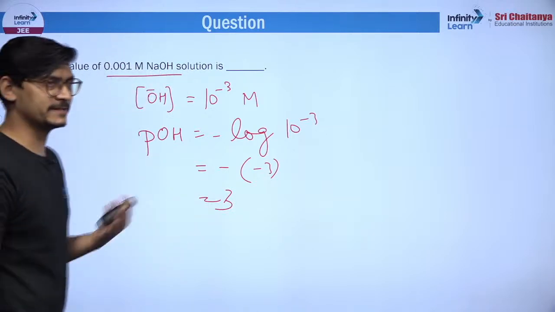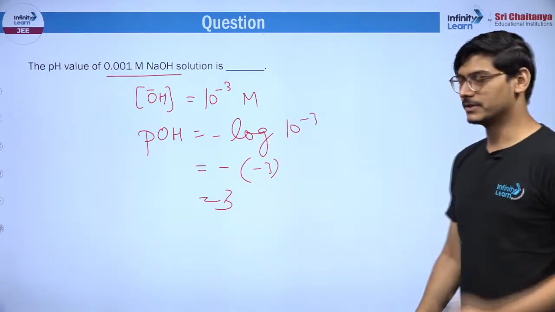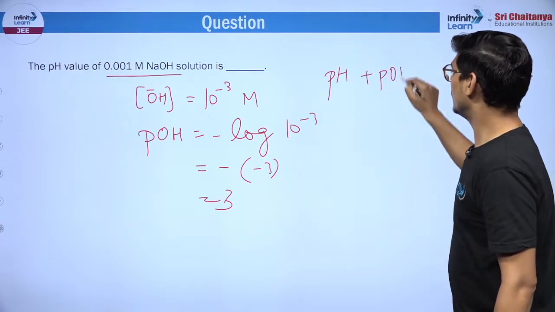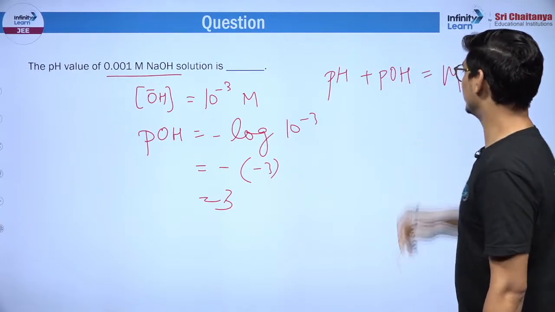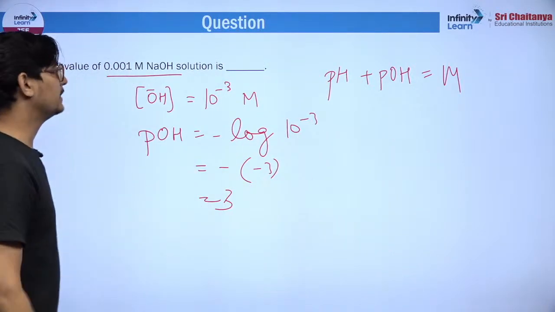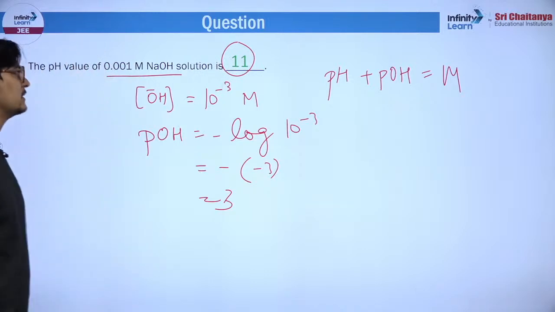Now the temperature is not specified, we will assume room temperature at 298 Kelvin. Always remember, for any aqueous solution the sum of pH and pOH is 14. So of course if pOH is 3, pH will be 11. Clear guys? Such a simple question.